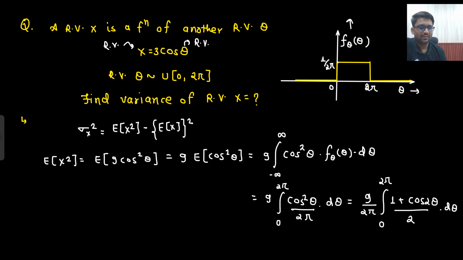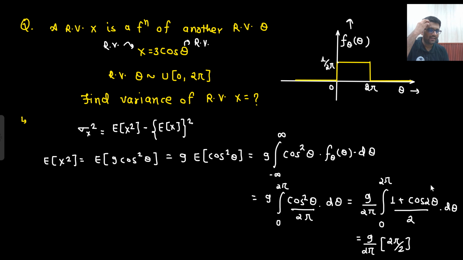Right? So what is the answer you will be getting? 9 by 2. You can solve this integration. If I solve this integration, I get 9 by 2 pi. So here this will throw 0, 1 by 2 and 2 pi. So basically I will be getting 2 pi by 2. You can solve this integration, okay?